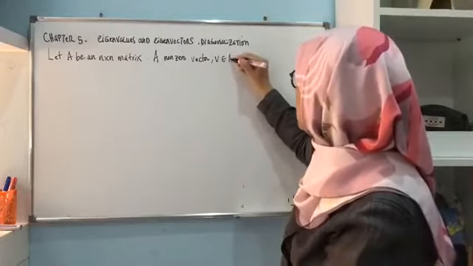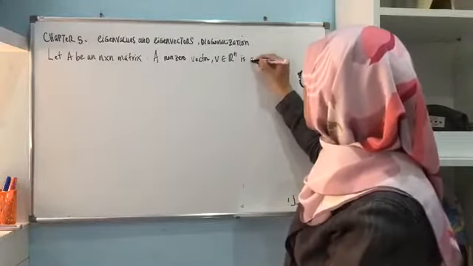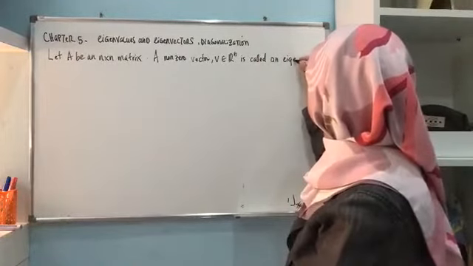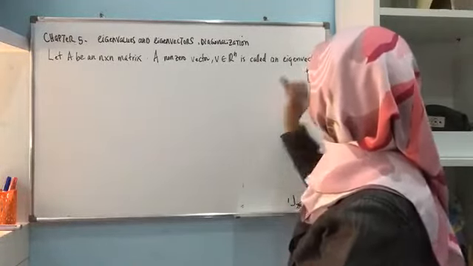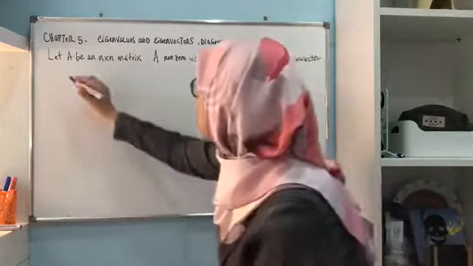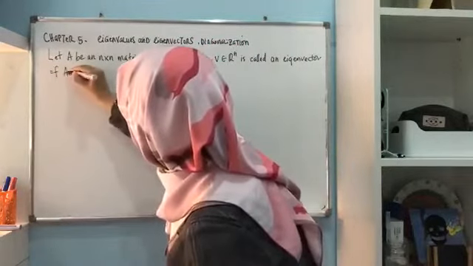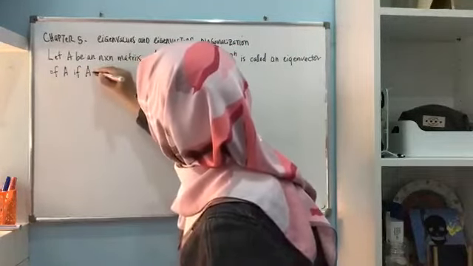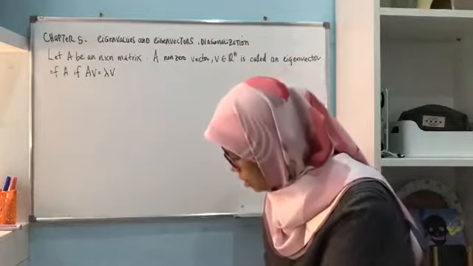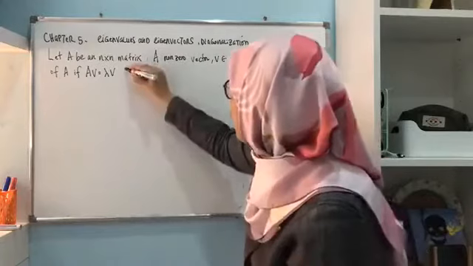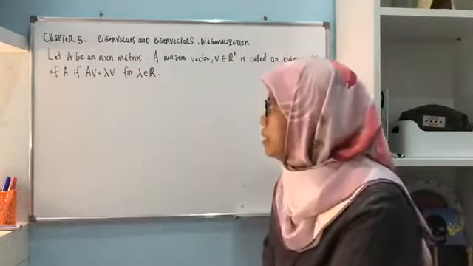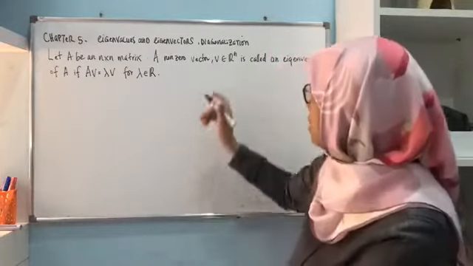V in R^n is called an eigenvector of A if AV is lambda V, for a real number lambda. This is very important.